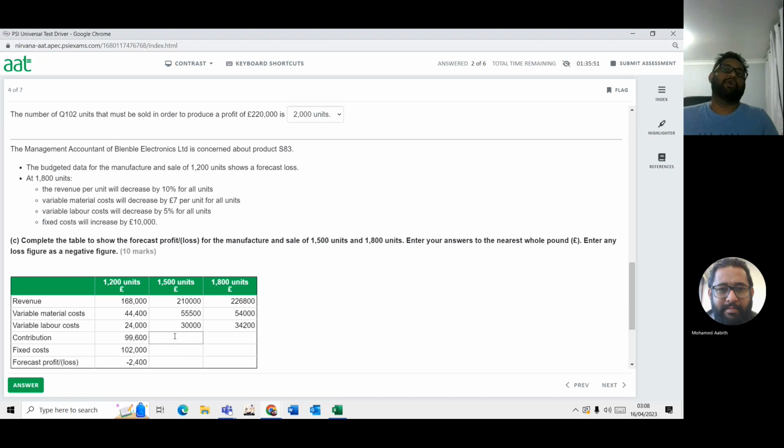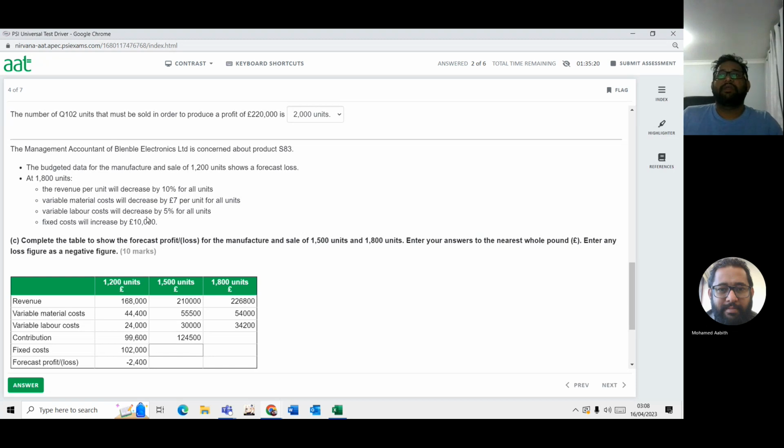But then what is the contribution? Contribution is going to be revenue minus these two variable costs. So here, 210,000 minus 55,500 minus 30,000 gives you 124,500.